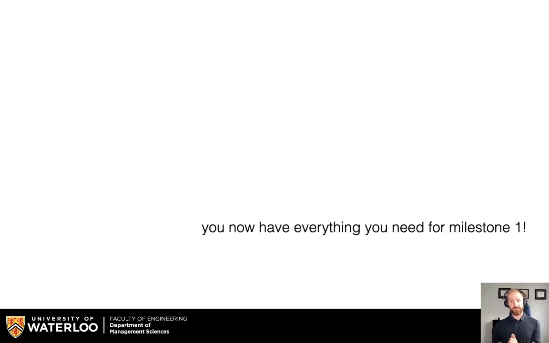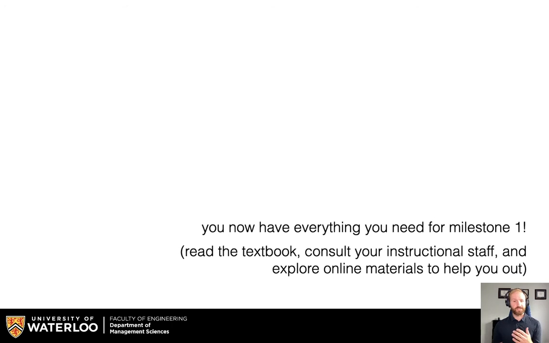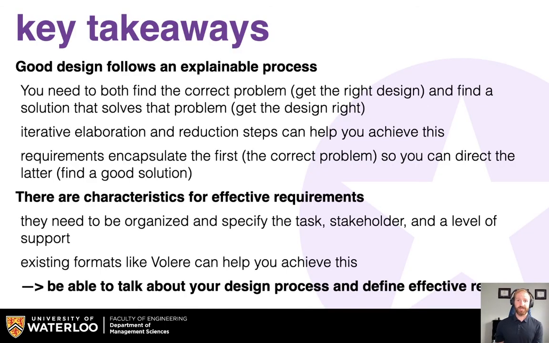You now have everything you need for milestone 1. So read the textbook, consult your instructional staff, and explore online materials to help you out. Otherwise, you're good to proceed. The key takeaways for this lesson are good design follows an explainable process. You need to both find the correct problem, so get the right design, and find a solution that solves that problem, gets the design right.